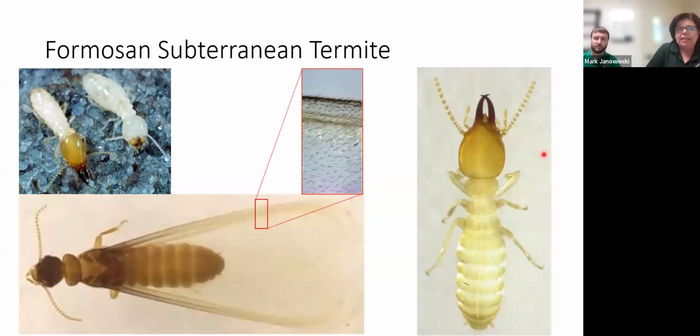When we're looking at alates, the reproductives, if you look at the wings of an alate of a Formosan subterranean termite, you will see something very cool. It is covered with thousands and thousands of these little tiny hairs. So that can be a very telltale sign that what you're dealing with is Coptotermes.